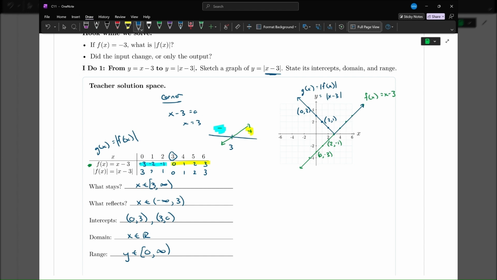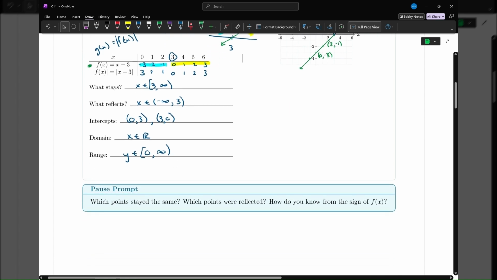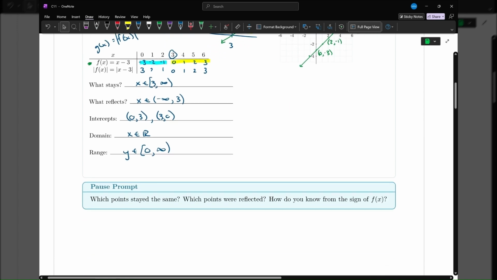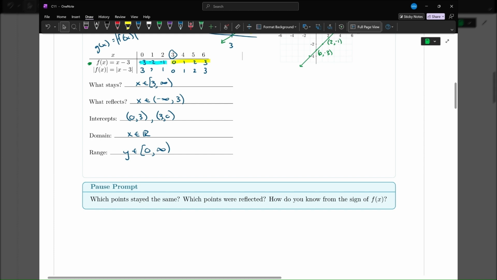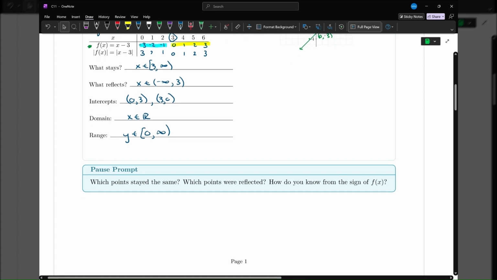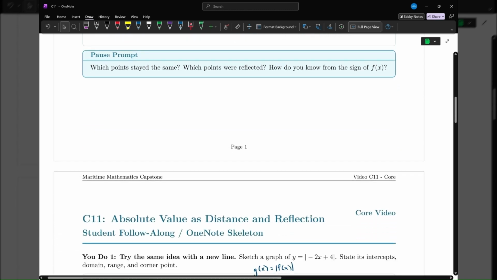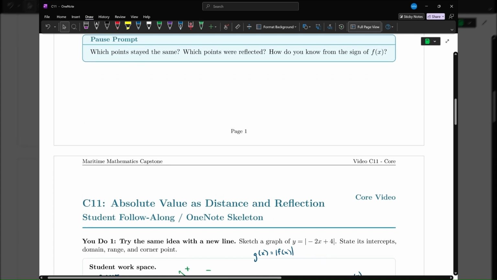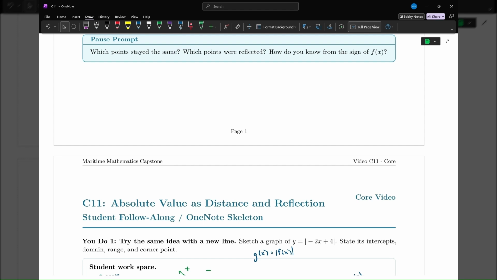Okay, so I have one for you. As we attack this question, I do want you to reflect on the one we just did. Ask yourself, what stayed the same, what was reflected, and how do you know the sign of f of x? Carry that into this next question. For you, you're going to try that same question with the inner function y equals negative 2x plus 4, and then flip it to take the absolute value of it. Make a little sketch and then find intercepts, domain, range, and corner. Pause it, take a minute and try that question, and then we will take a look.